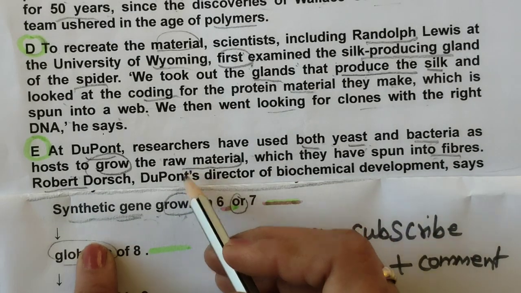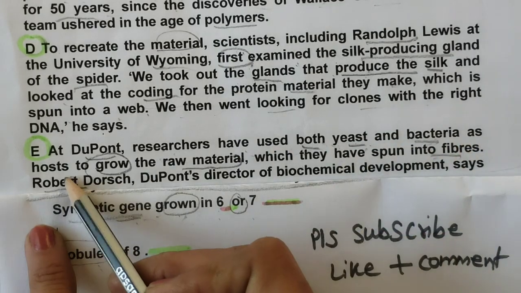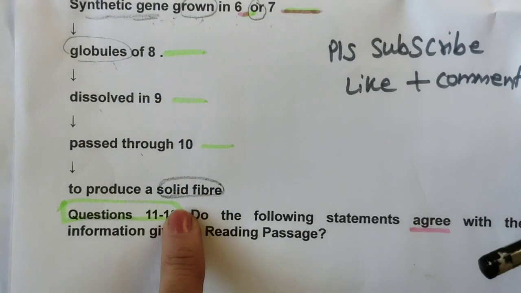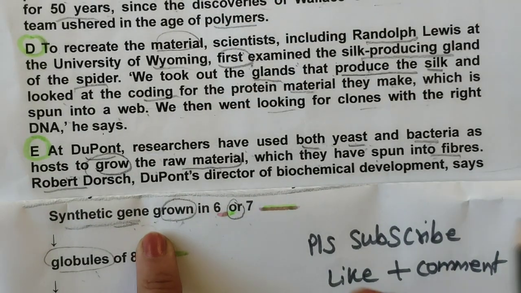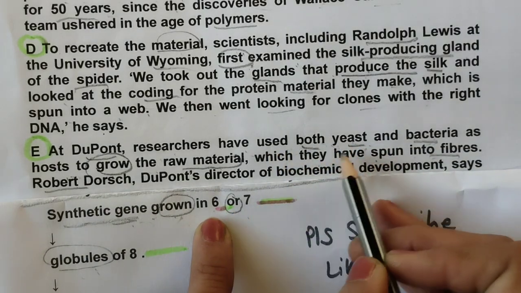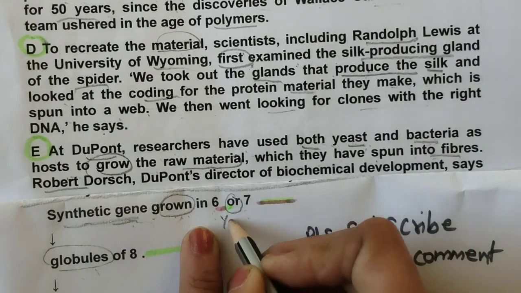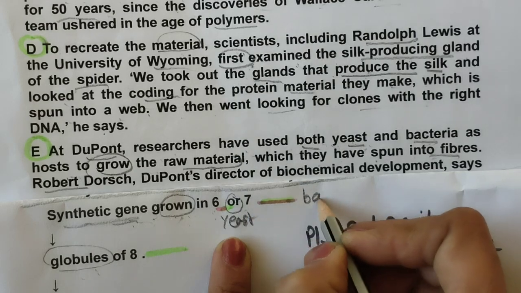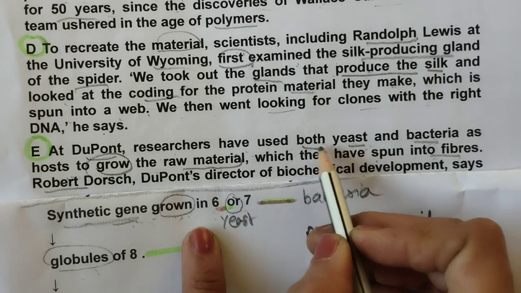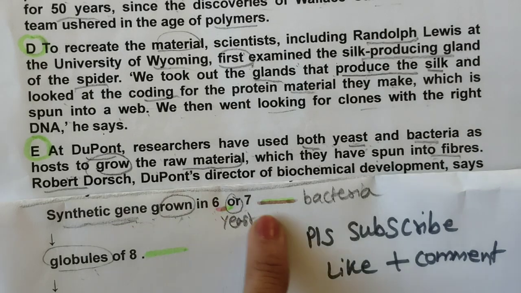Okay, so raw material may be this. Researchers have used both yeast and bacteria as hosts to grow the raw material which they have spun into fibers. Yes, the fiber word is here. See this. So in this full paragraph, I think the full procedure is starting from here. Have used both. It means for sixth, yeast will come and for seventh, bacteria. Synthetic gene grown in yeast and bacteria. Okay, so instead of or, they have used both and also. It means two things they are talking about. So here they are saying grown in these two things.